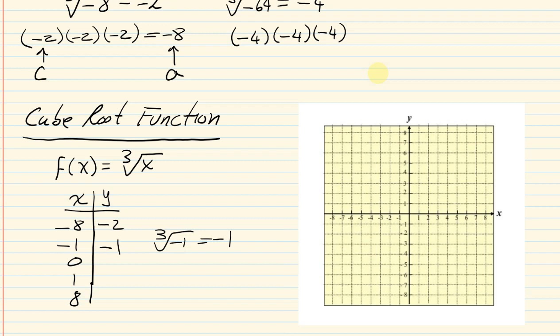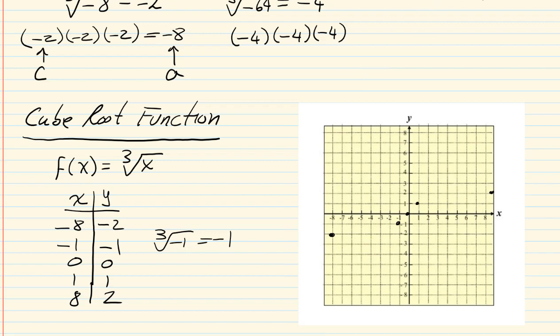And then 0, cube root of 0 is going to be 0. When x is 1, cube root of 1 is 1. When it's 8, cube root of 8 is 2. And we have enough to plot points here. So negative 8, negative 2 is going to be a point here. Negative 1 is going to be here. And 0, 0 is here, 1, 1 here, and 8, 2 is going to be here.